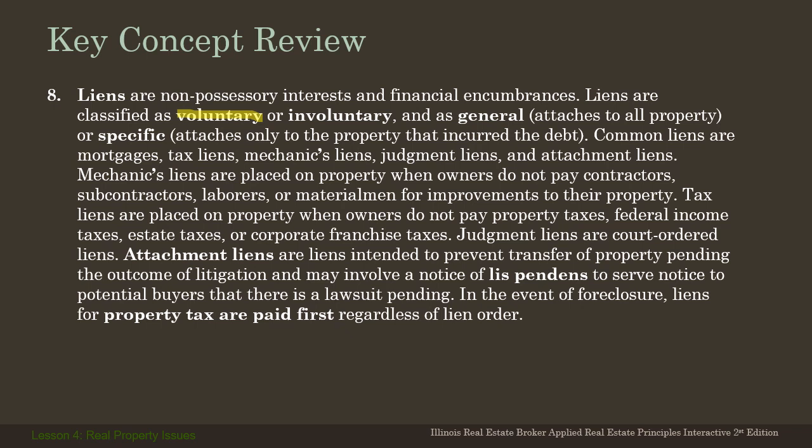You could have an involuntary lien on your property, which you don't have any sort of choice in. It's put on your property. That could be like an eminent domain lien. That would be involuntary. One would be placed, by the government, a lien on your property. And then you've got these ideas of general liens, which attach to all your property, and specific liens that only attach to a specific parcel of property.